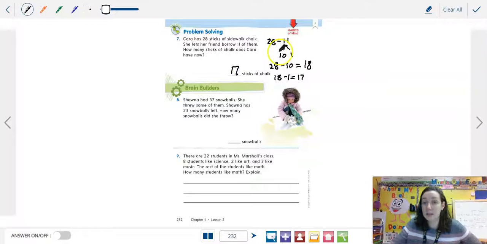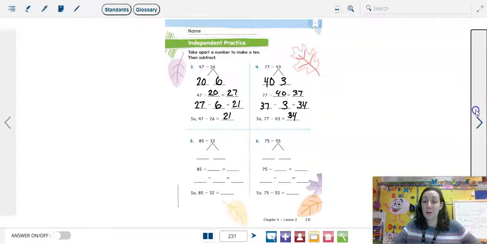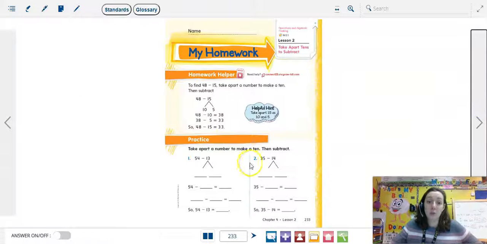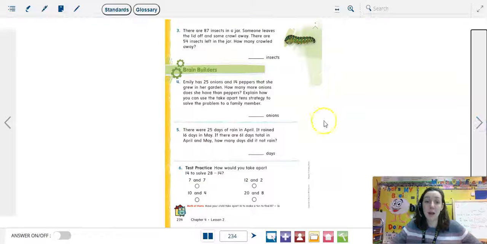It's the same exact thing. Showing this work is important. You will lose points if you just have the answer or if you've done it a different way, because the whole point of this lesson is to learn how to do it this way. So make sure you're showing your work and how you got your answer. Finish these two and these two in your independent practice, and then of course do your homework. Same thing, you're going to take apart the number to make a 10, then subtract, and you have some word problems and things to work with.